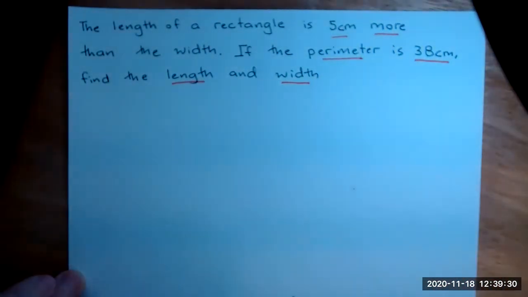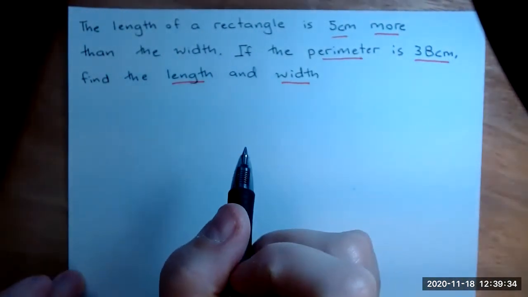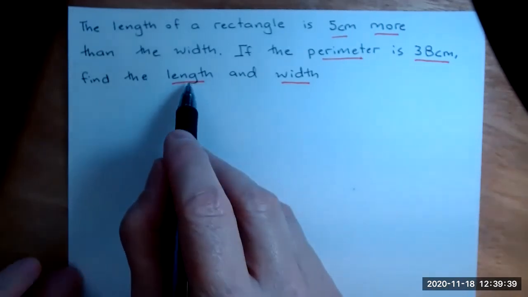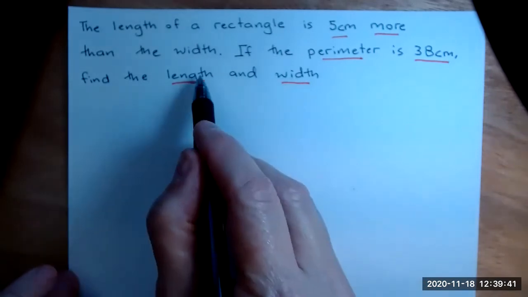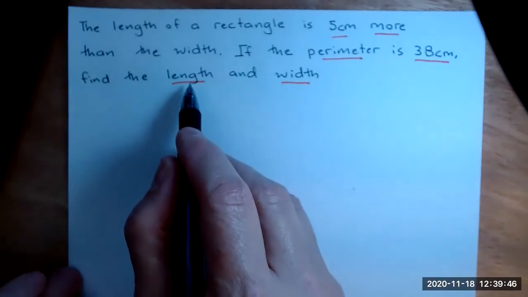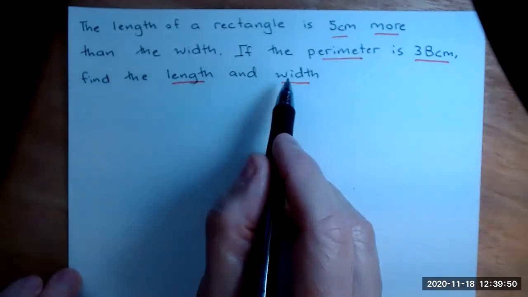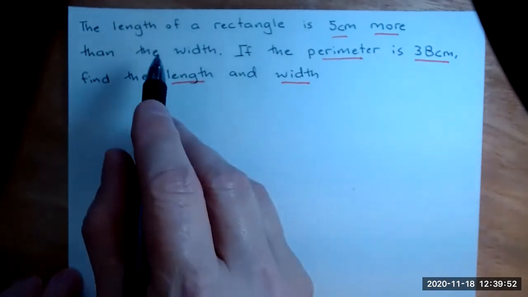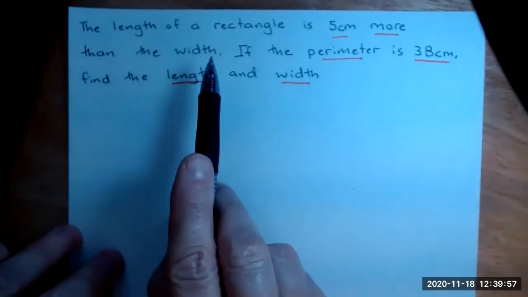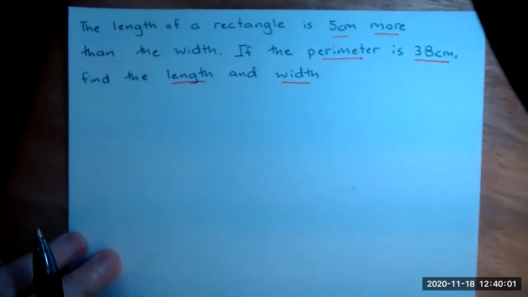All right, so eventually you'll do problems with more than one variable. For right now, we're just using one. But you'll notice we're looking to find two quantities. So you'll need to decide which one is going to be your variable. Will it be the length or the width? So one thing that can help you is when you're given a relationship between the two quantities, it can help you decide which one to call x.